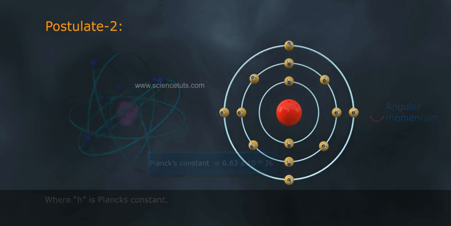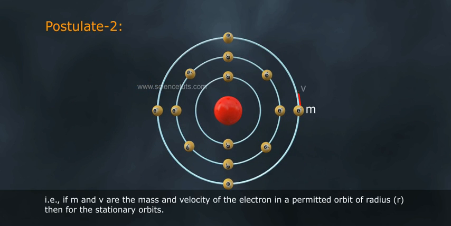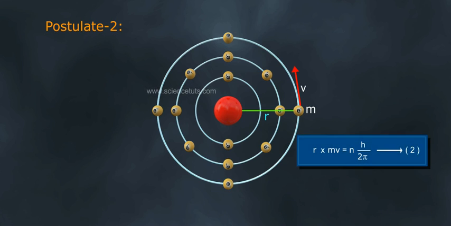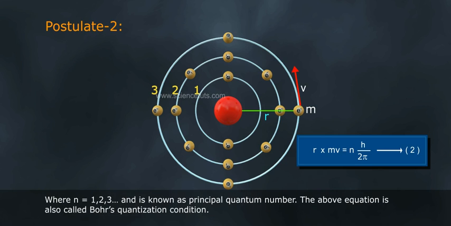That is, if m and v are the mass and velocity of the electron in a permitted orbit of radius r, then for the stationary orbits, r into mv equals n into h by 2π, equation 2, where n equals 1, 2, 3, and so on, and is known as the principal quantum number. The above equation is also called Bohr's quantization condition.